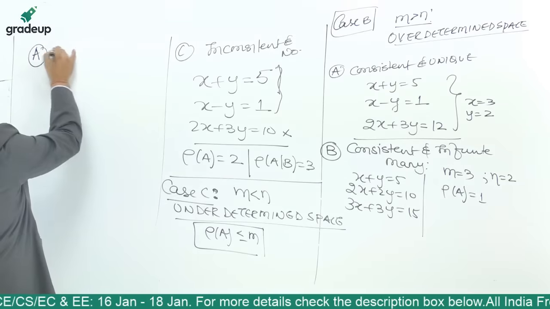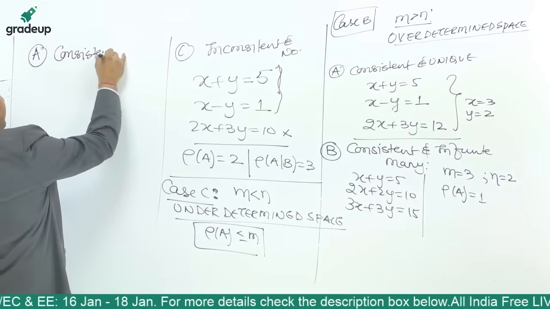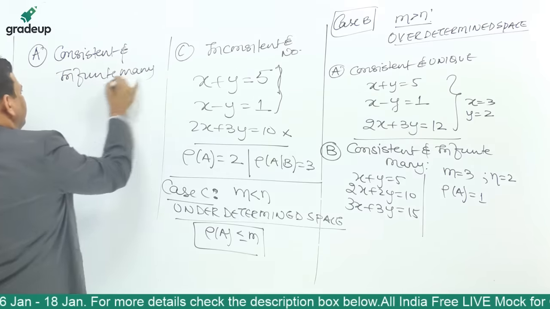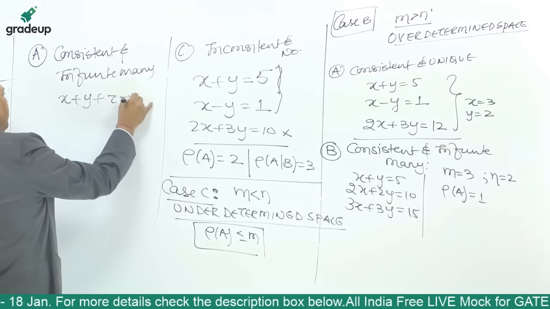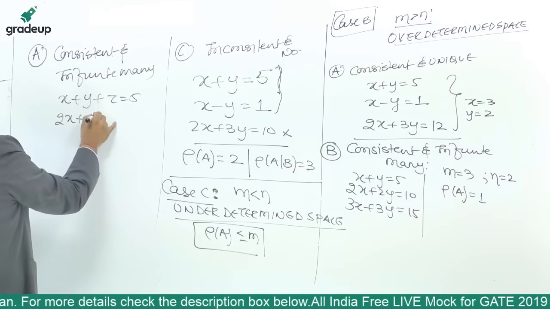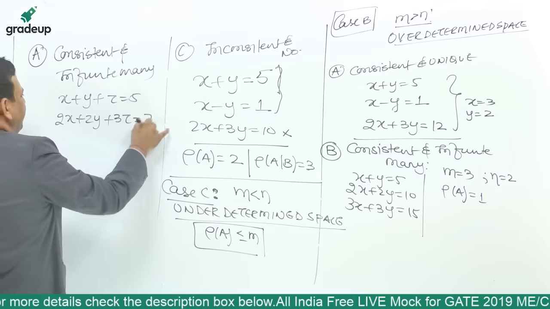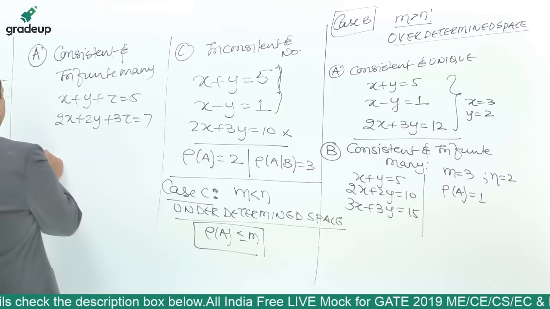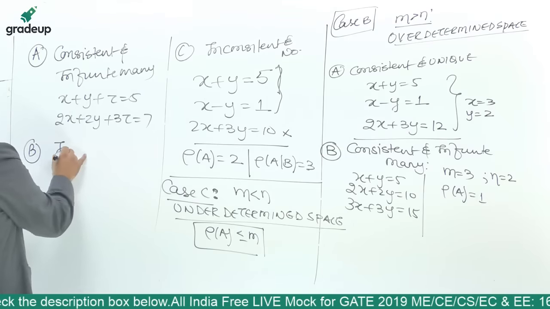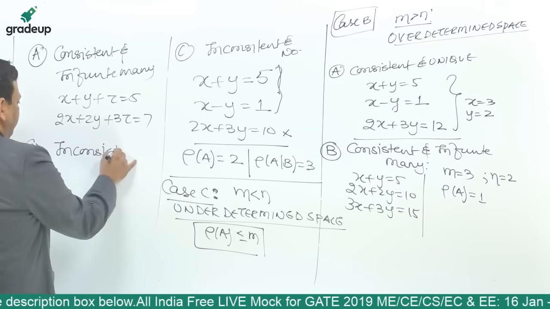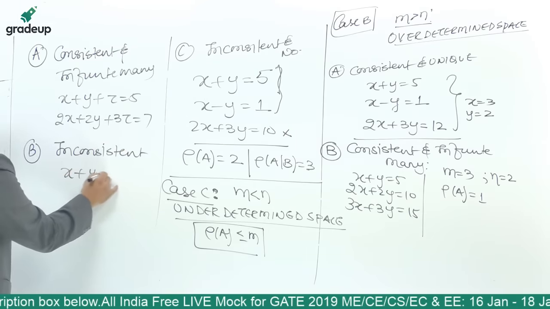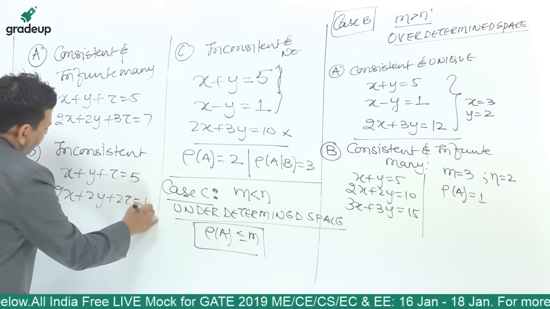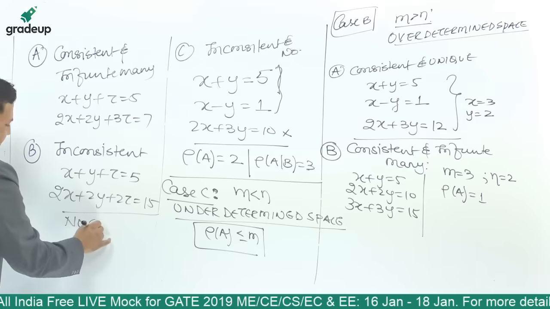So there are only two cases, consistent and infinitely many. So I am saying x plus y plus z is equal to 5, 2x plus 2y plus 3z is equal to 7. So we will say there is infinite solution because there is no case of unique solution. B, inconsistent. So we will say x plus y plus z is equal to 5, but 2x plus 2y plus 2z is equal to 15. So we will say no solution.